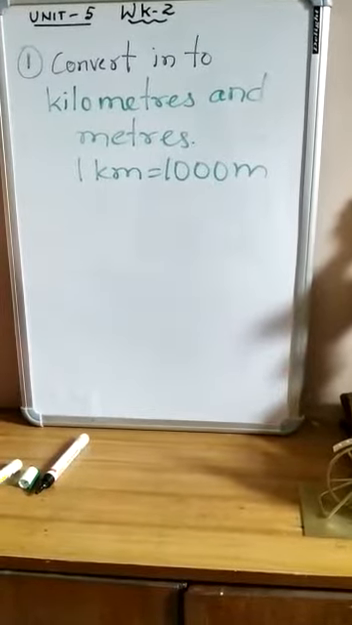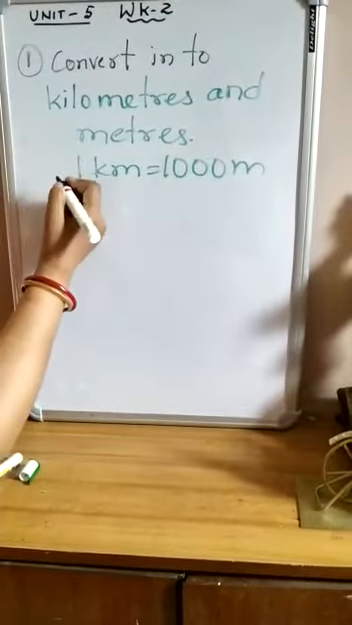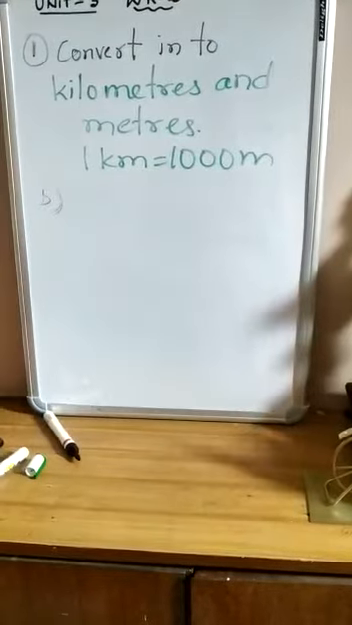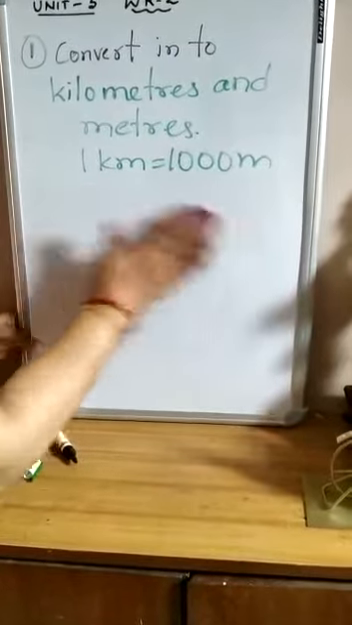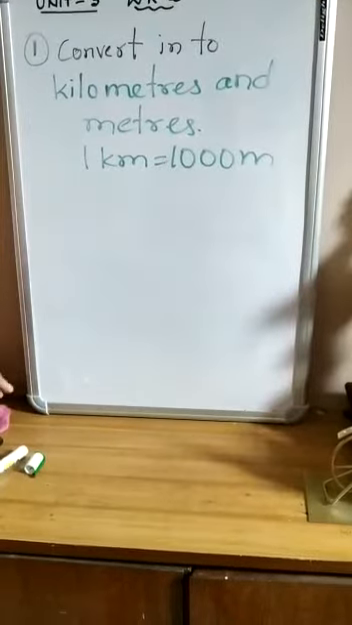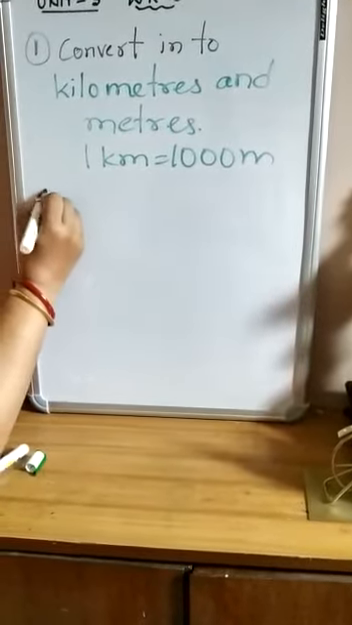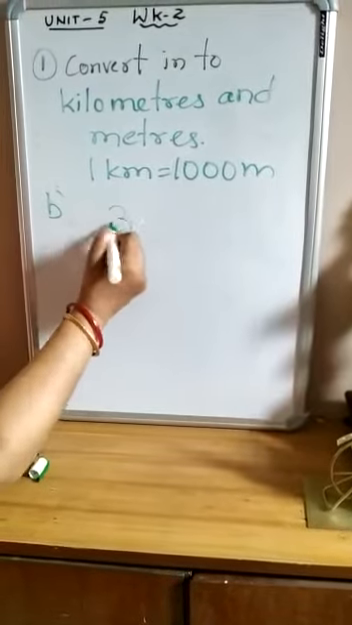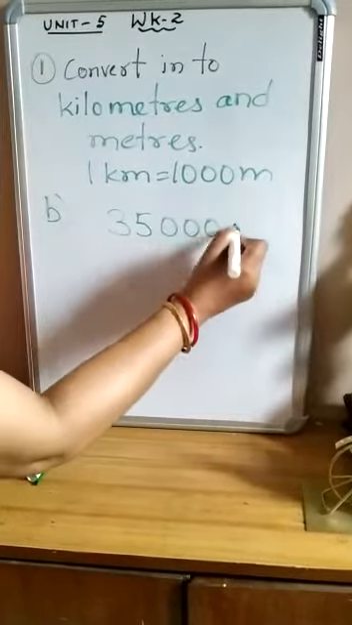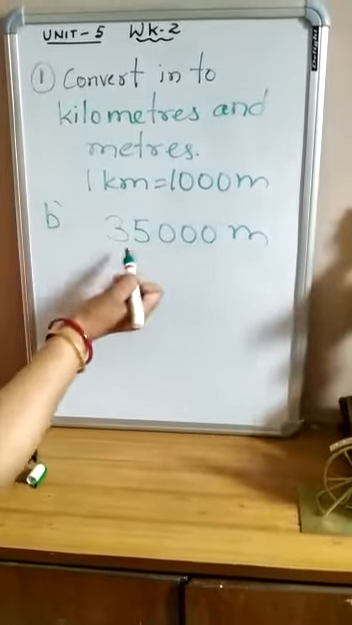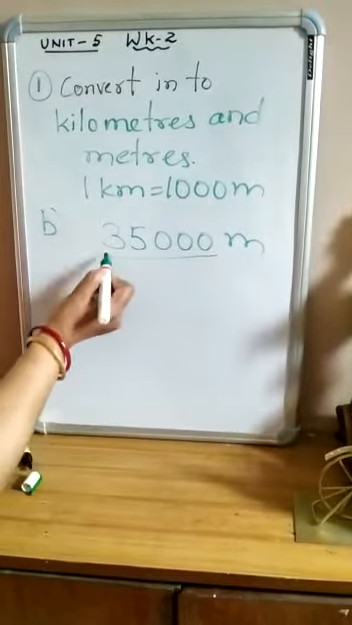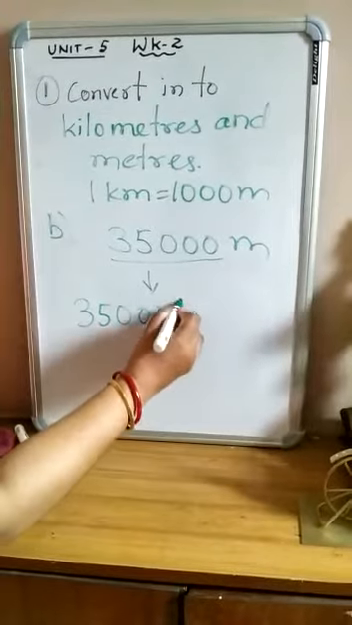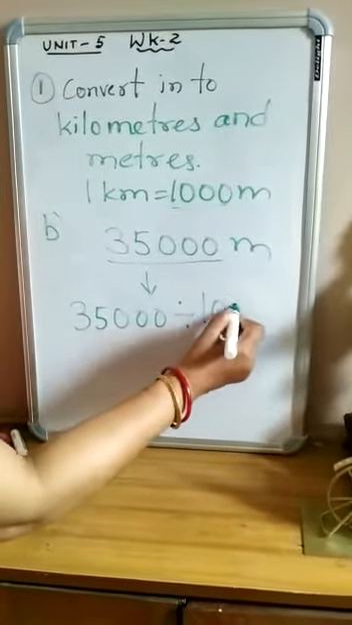Look carefully. Example is 35,000 meter. Okay. So this 35,000 meter. So the number of this meter, that is 35,000, will be divided by what? Divided by this 1000. Right?